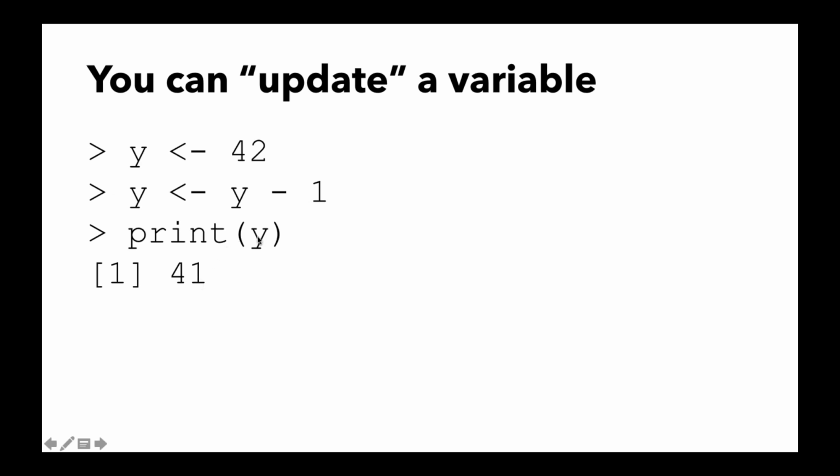Notice I used a function here. I didn't introduce this to you, but I could simply, at the command prompt, type Y and get the output of 41. Or I could use a function called print, pass in a variable or a value, and then it would print out as output. Questions on this?